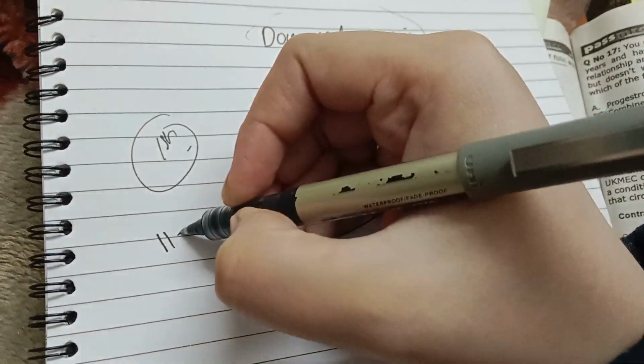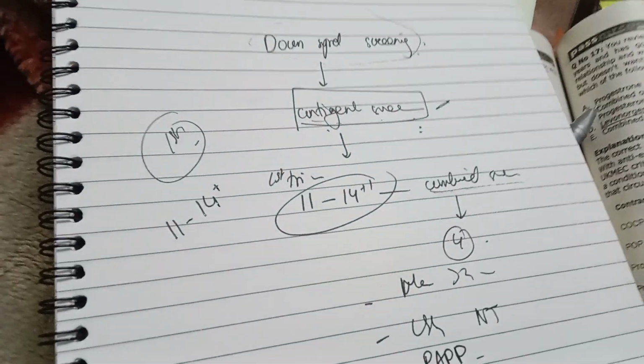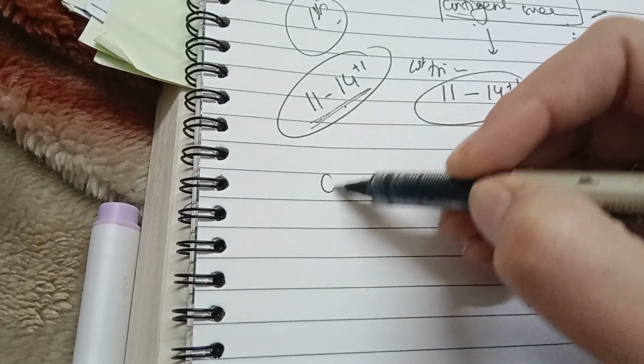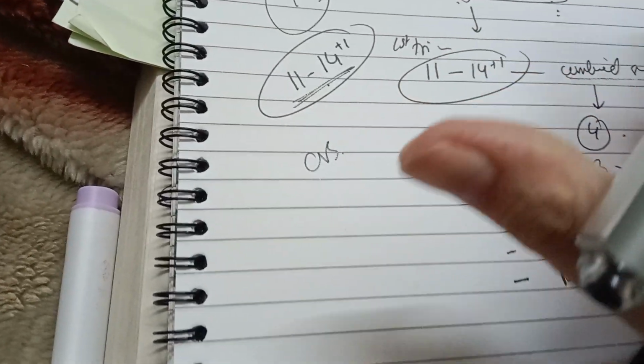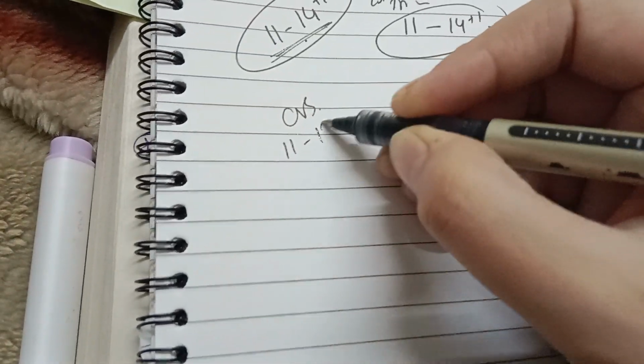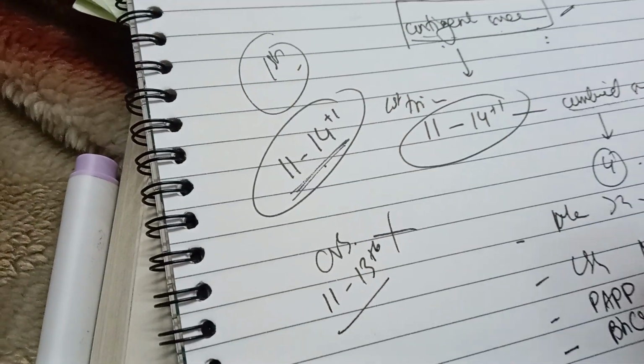And when is it performed? It is performed from 11 to 14 plus 1 weeks, not 14 plus 2 weeks. This duration reminds us of CVS, chorionic villus sampling, which is also performed during the same time period, that is 11 to 13 plus 6 weeks. But that's none of our concern right now. We're only concerned with the combined screening.